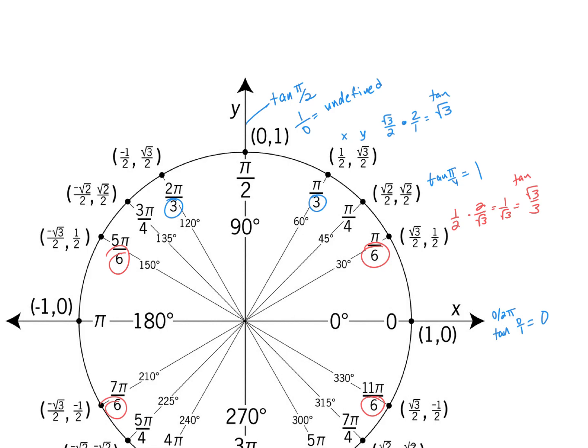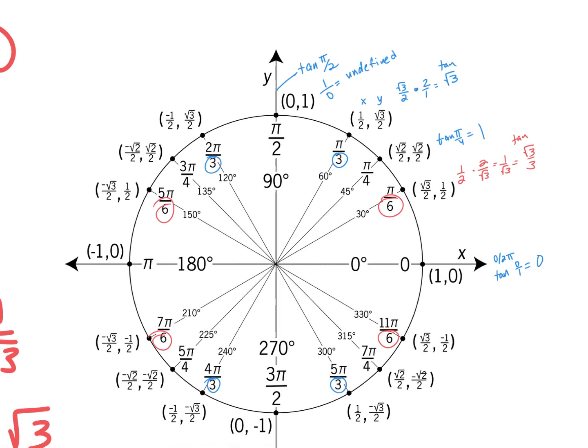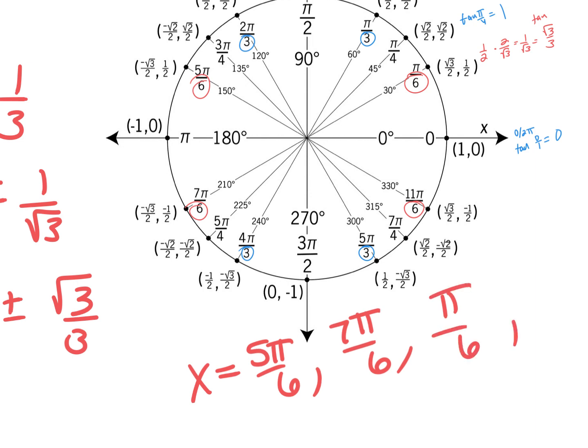So in this case, we have 4 answers. I want all the positive, negative root 3 over 3. So it's going to be which ones? 5 pi over 6, 7 pi over 6, pi over 6 and 11 pi over 6. Good.